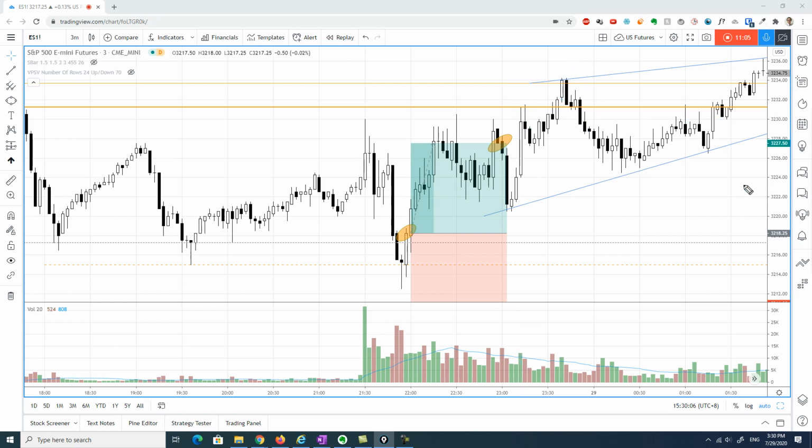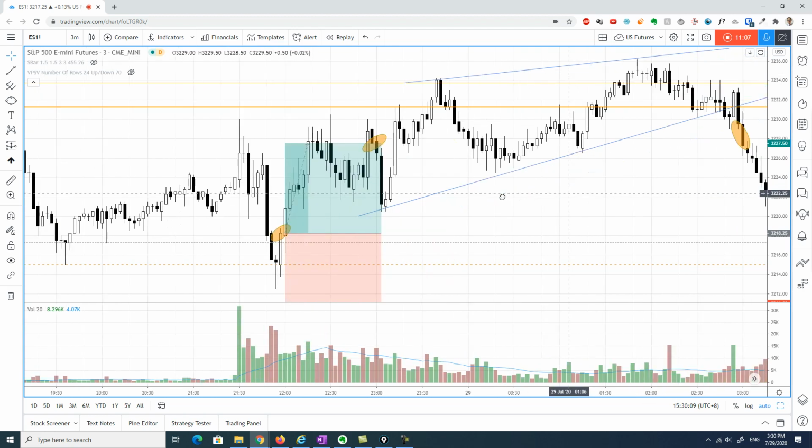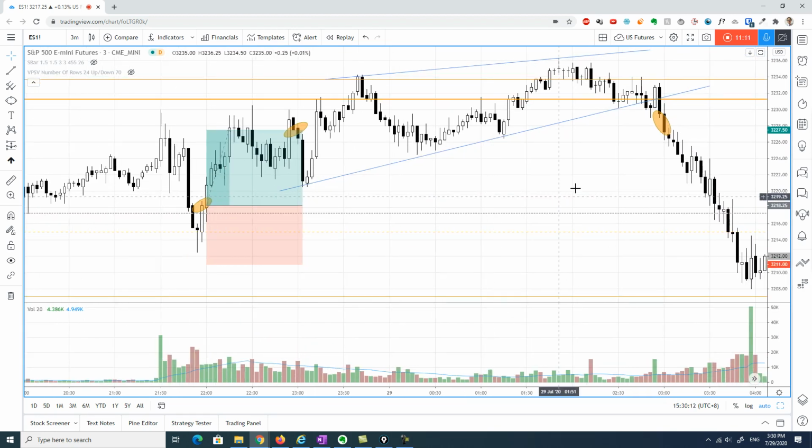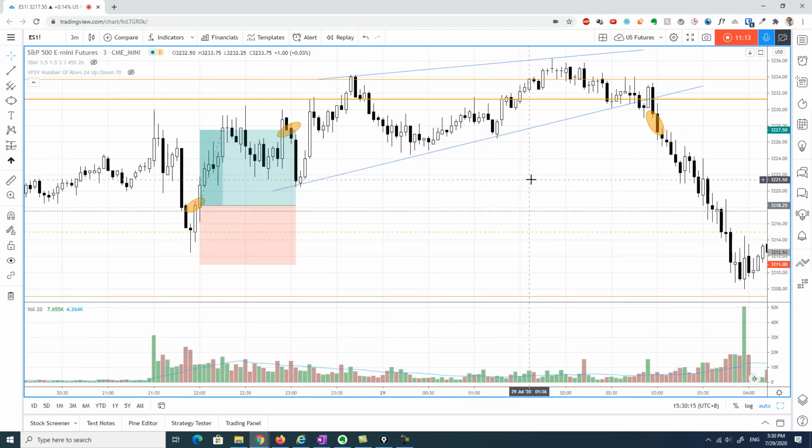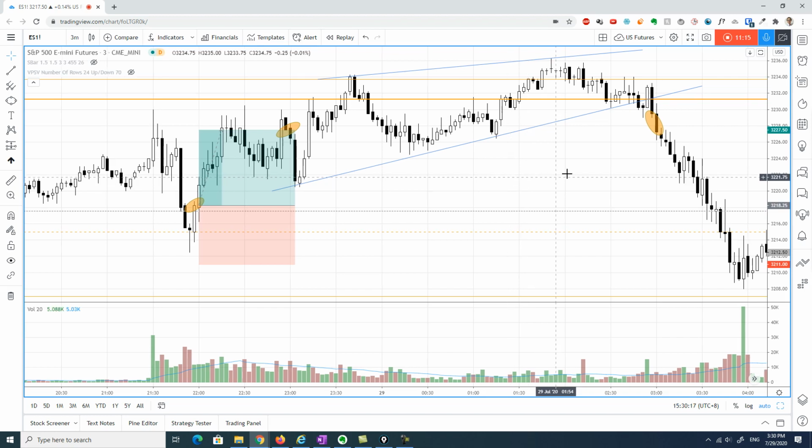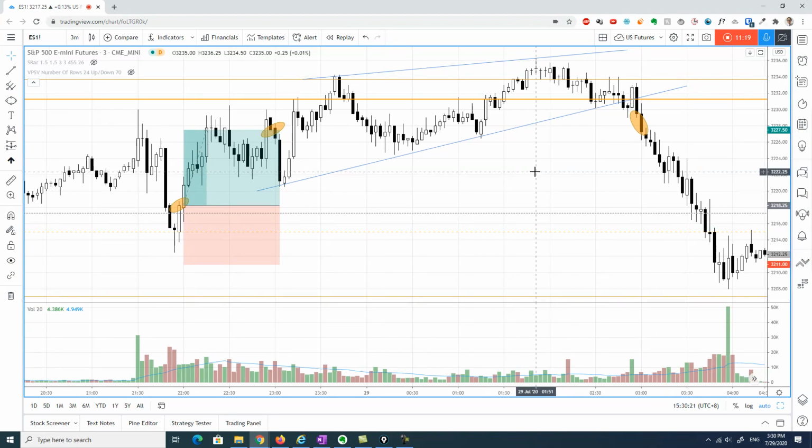But if you stayed up the whole session, there was another potential trade. I think this is a very nice trade and could be very profitable as well. So first of all, let me just zoom in a little bit here.